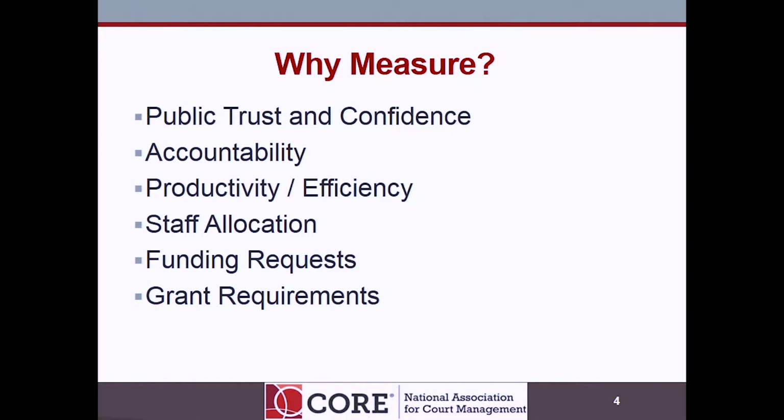And then even more granular than funding requests, grant requirements. A lot of grantors now are asking the grantees to provide back measurements. They're wanting to know, if I'm giving you the money to do X, Y, and Z, again, is it actually happening? So particularly when it comes to problem-solving courts, I know a lot of the grantors that are giving money for problem-solving courts are asking for recidivism information and so on to come back to them when they get those financial reports every quarter. So lots of different reasons why we measure.